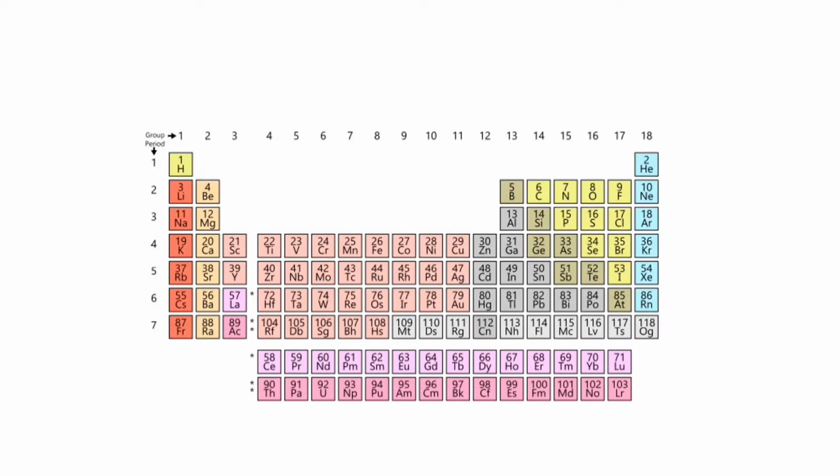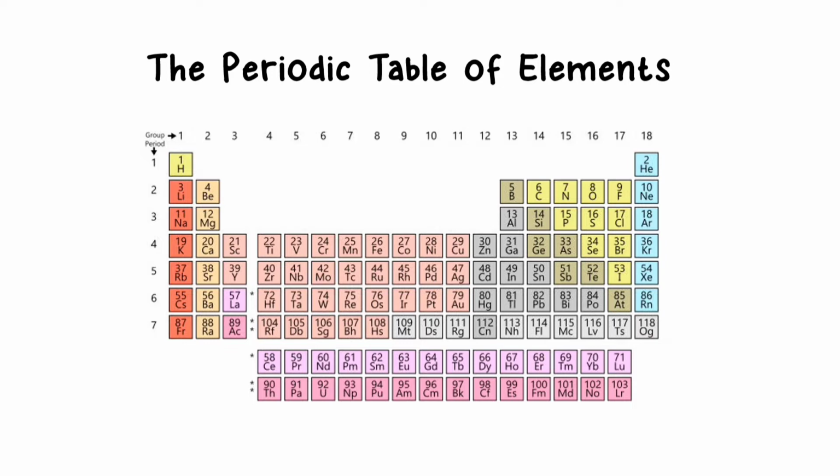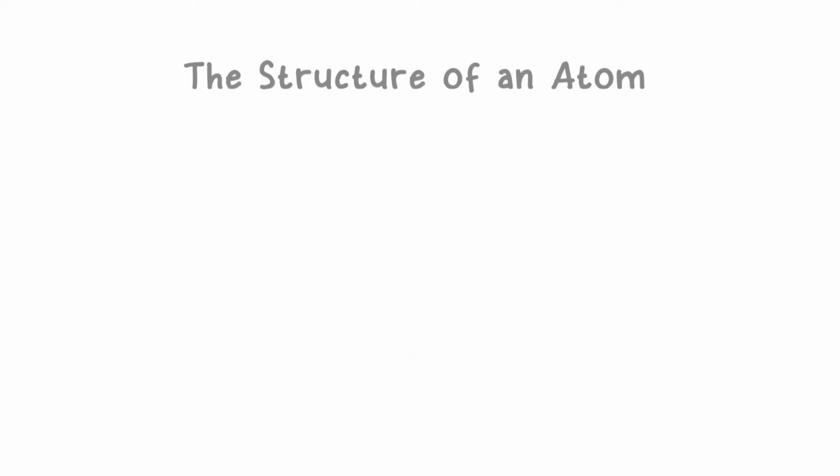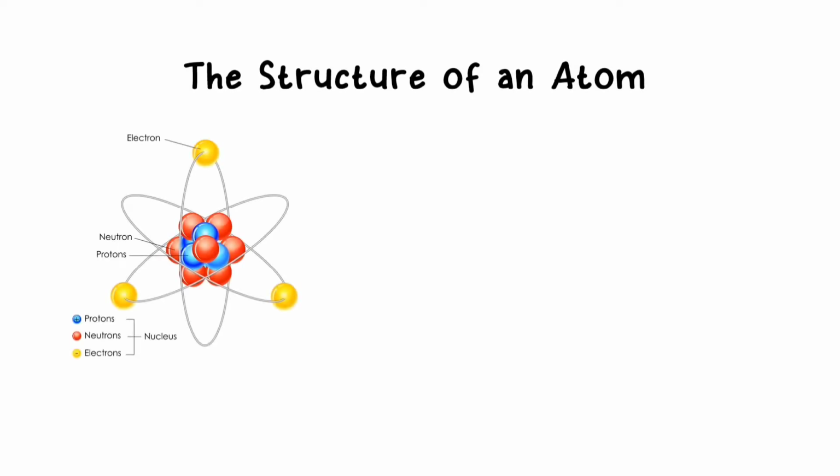Does this table of numbers, symbols, and words look familiar to you? That's because it's the periodic table of elements, an important tool scientists and chemists use in their everyday lives. To understand the periodic table, we must first understand the structure of an atom.